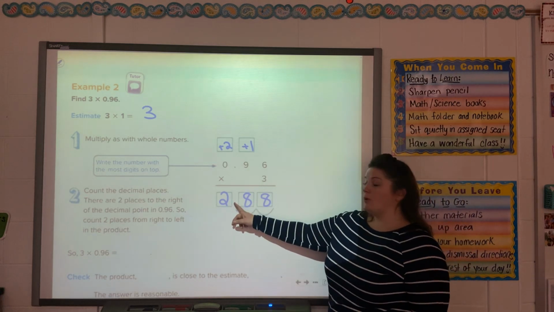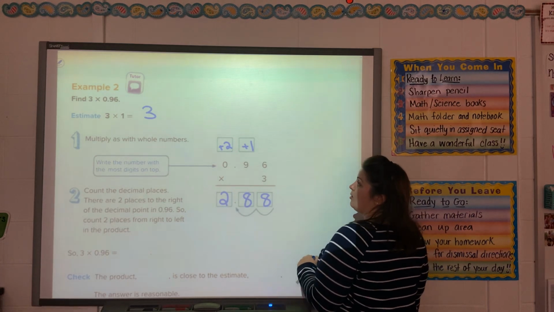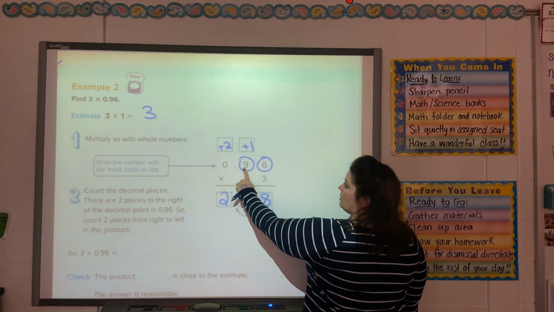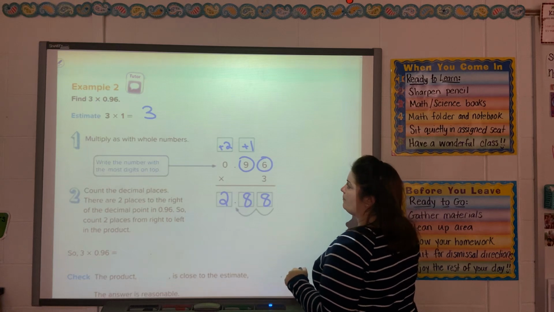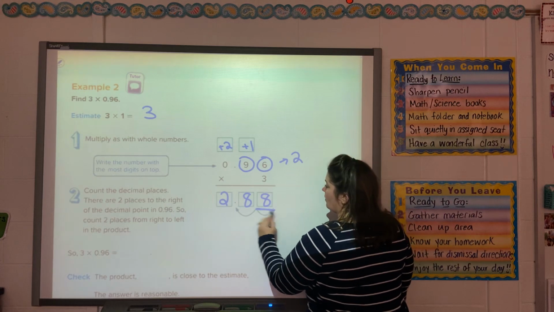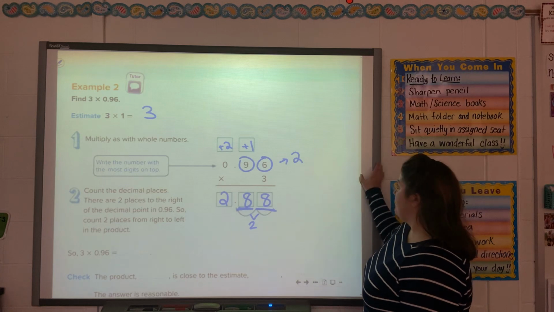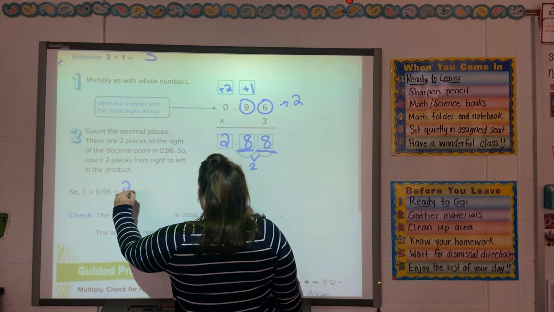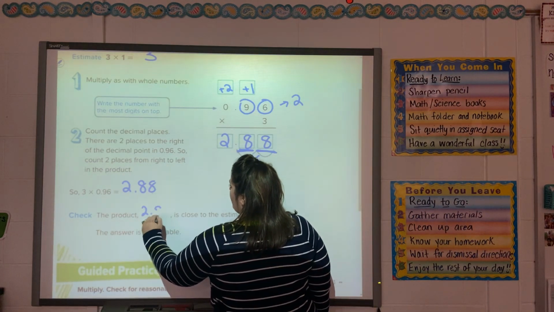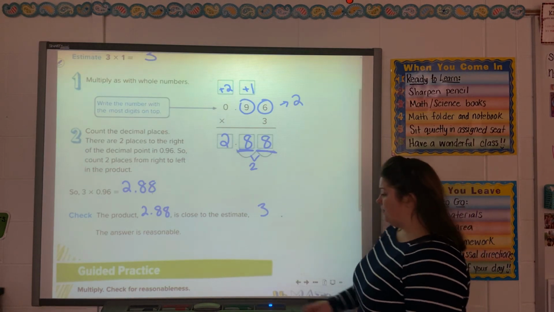How do I know the decimal point goes here? Not because it just lines up. Because I have to go to my problem and count all my decimal place values. Everything that is to the right of the decimal point. There are 2. So I need 2 decimal places in my answer. They have to match up. So 3 times 96 hundredths is 2 and 88 hundredths. That product, 2.88, is close to our estimate, which was 3. So we know our answer is reasonable.